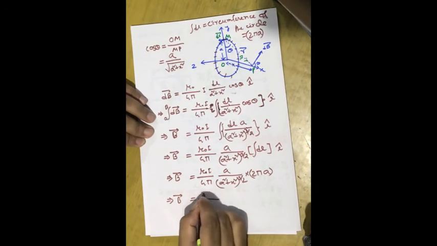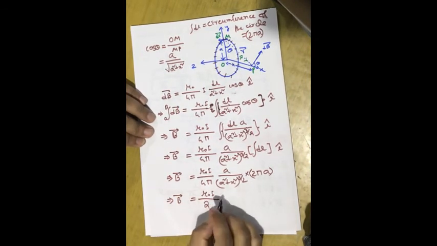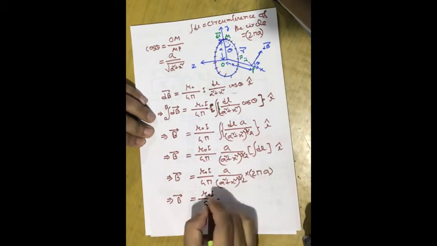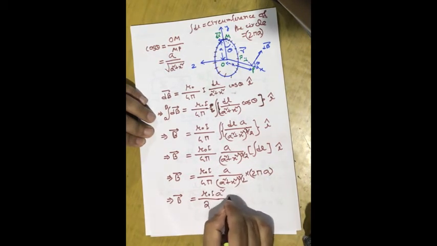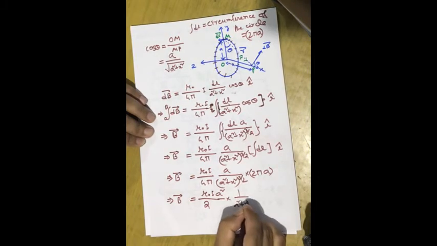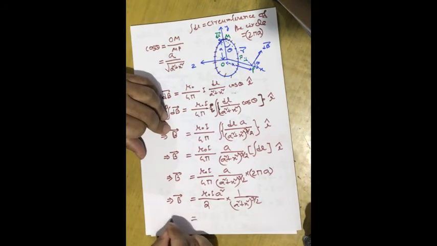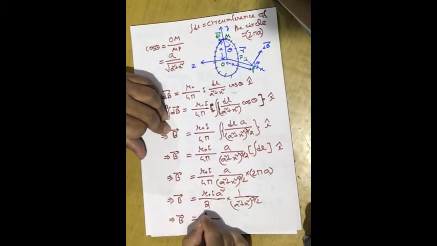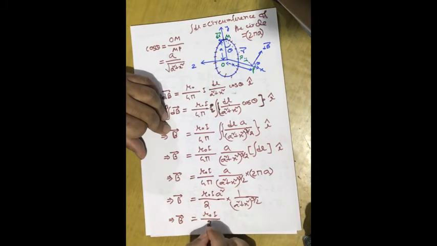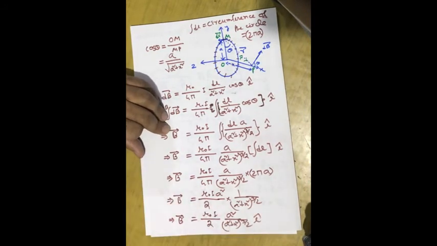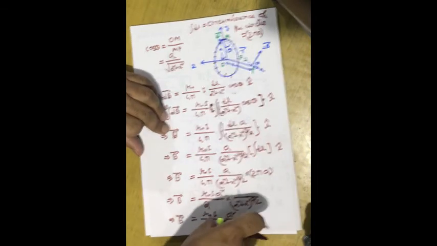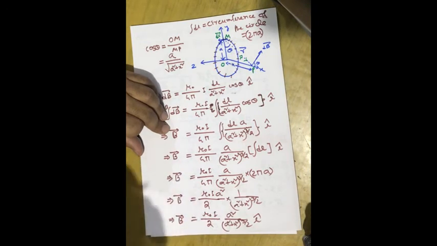B is equal to μ0 I divided by 2, a will give us a², into 1 by (a² + x²) to the power 3/2. If we write it again nicely, then B is equal to μ0 I divided by 2, a² divided by (a² + x²) to the power 3/2, in the i cap direction. So this is the final value of the magnetic field at any point on the axis of the loop.